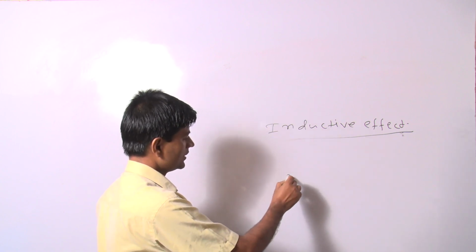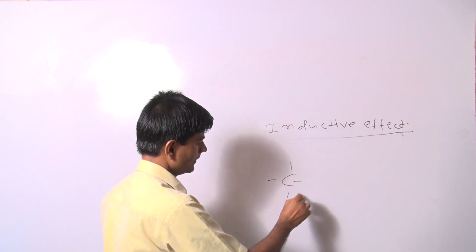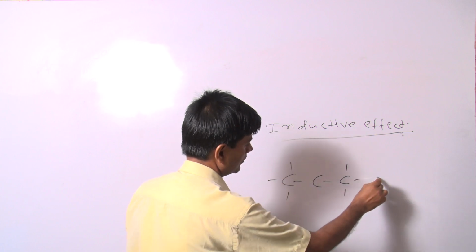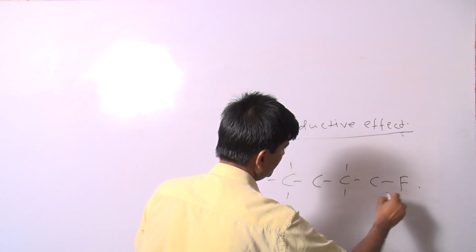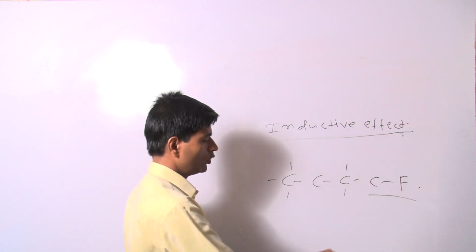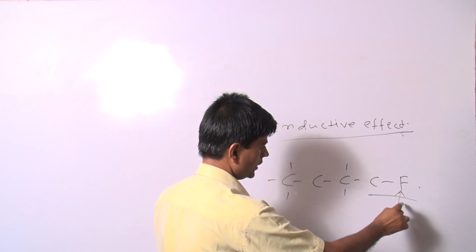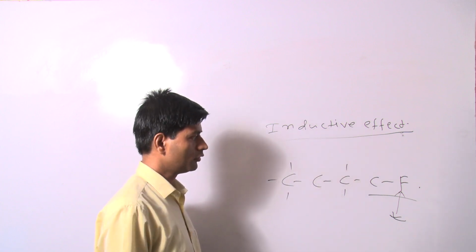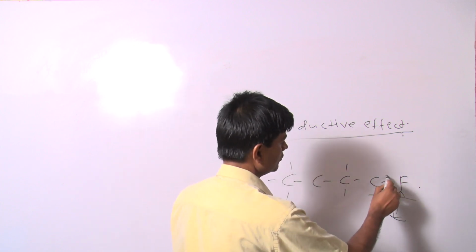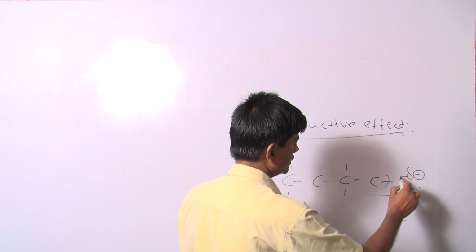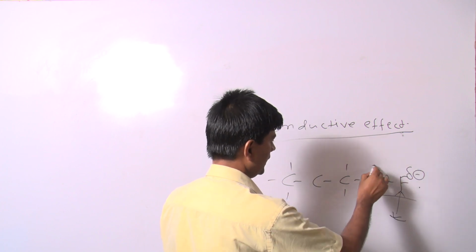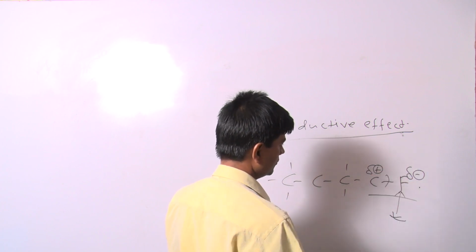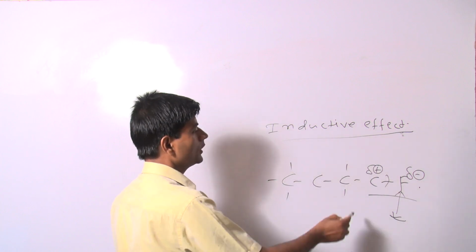Here let us consider like this. Here F is more electronegative element here, ठीक है, that's why F has tendency to attract electrons towards itself. That's why here partially negative charge appears on F and partially positive charge appears on carbon, right?